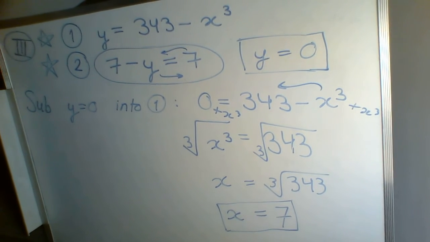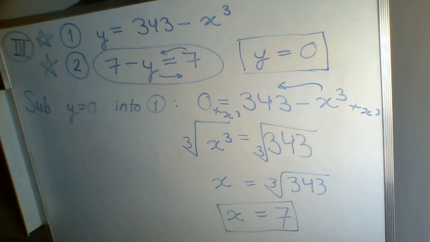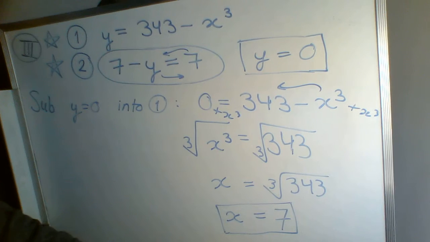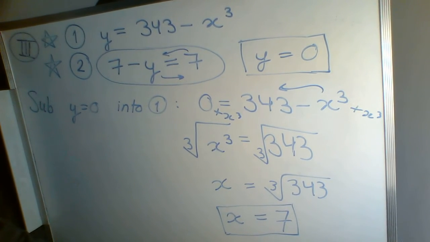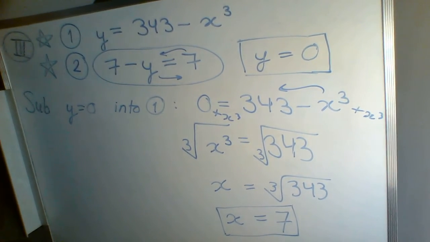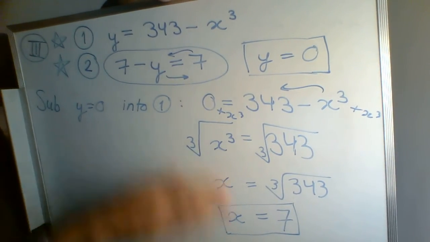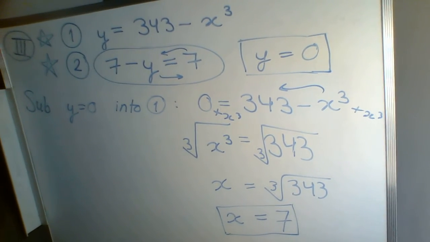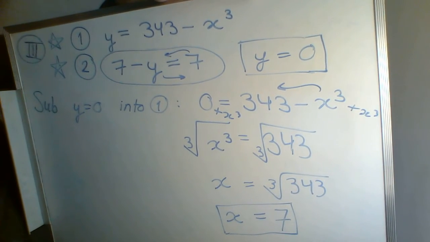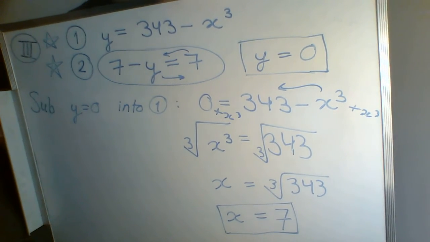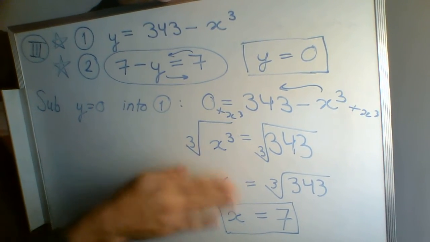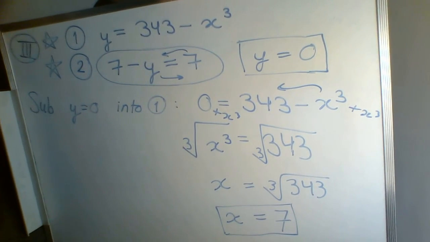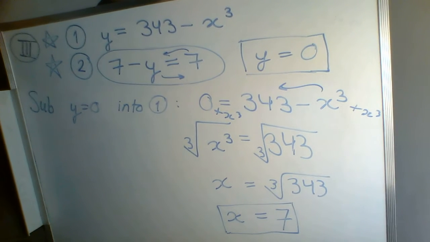Sometimes your second equation will just be the value of one of the variables. So your first equation will look something like this, y equals 343 minus x cubed, and then your second equation just says y equals some number. So in this case, I could have just given you y equals 0 as the second equation, and it would have worked out just the same. So hopefully that makes sense. We've got another problem done here with x being slightly more complicated to solve because we were dealing with cube roots this time, but it's nothing unlike things that we've seen or discussed before.